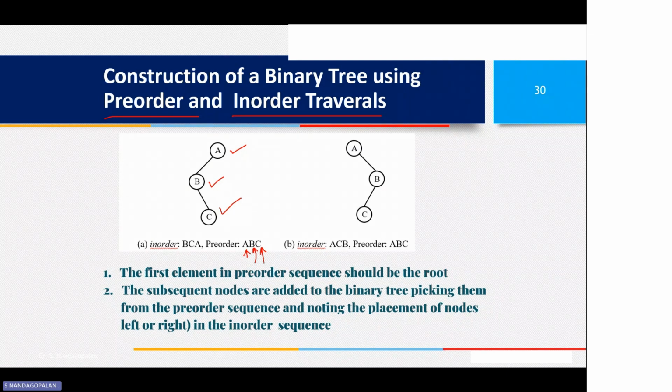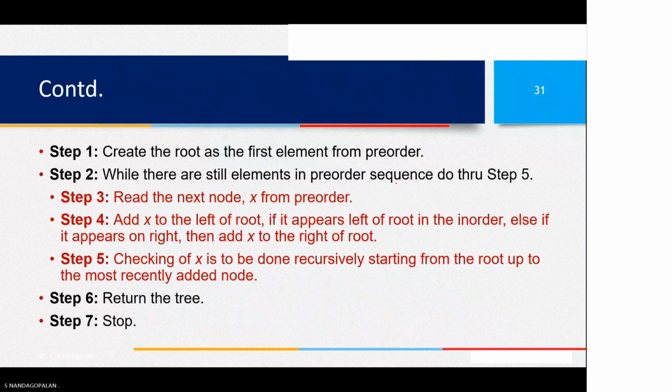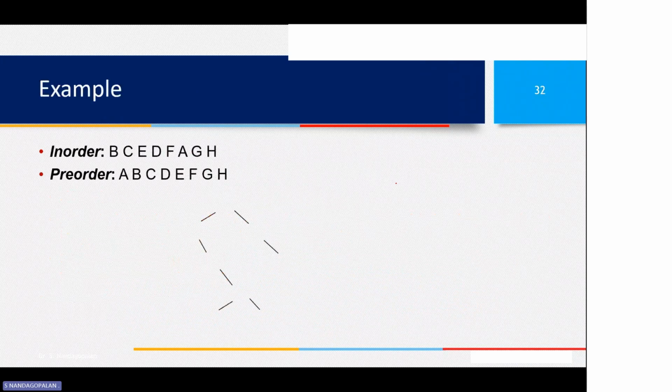So the first node is from the pre-order sequence. The subsequent nodes are added to the binary tree, picking them from the pre-order sequence and noting the placement of nodes, left or right, in the in-order sequence. So you need the help of in-order to make sure where to insert your new node taken from the pre-order. Same thing here. So we'll take an example. This is the full algorithm.